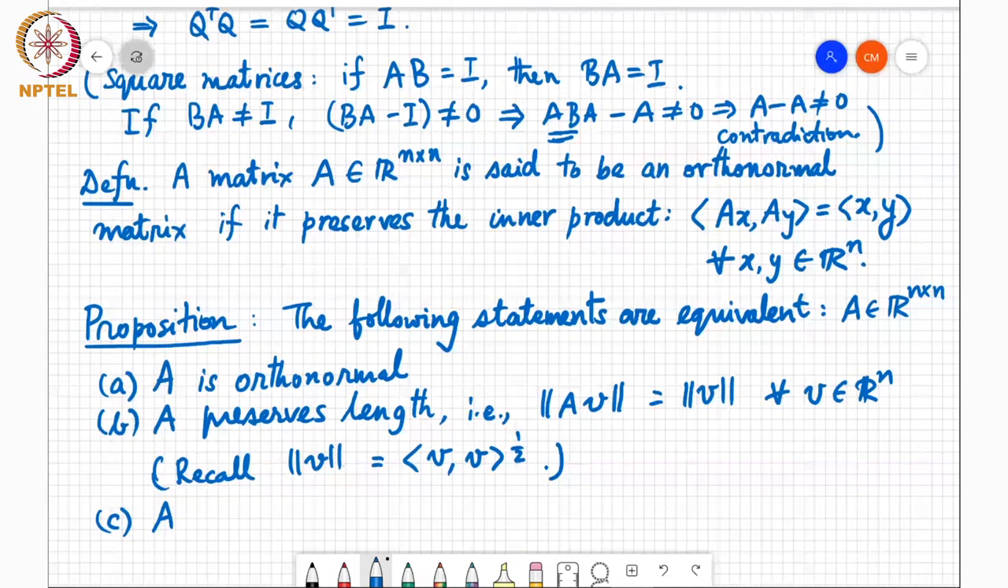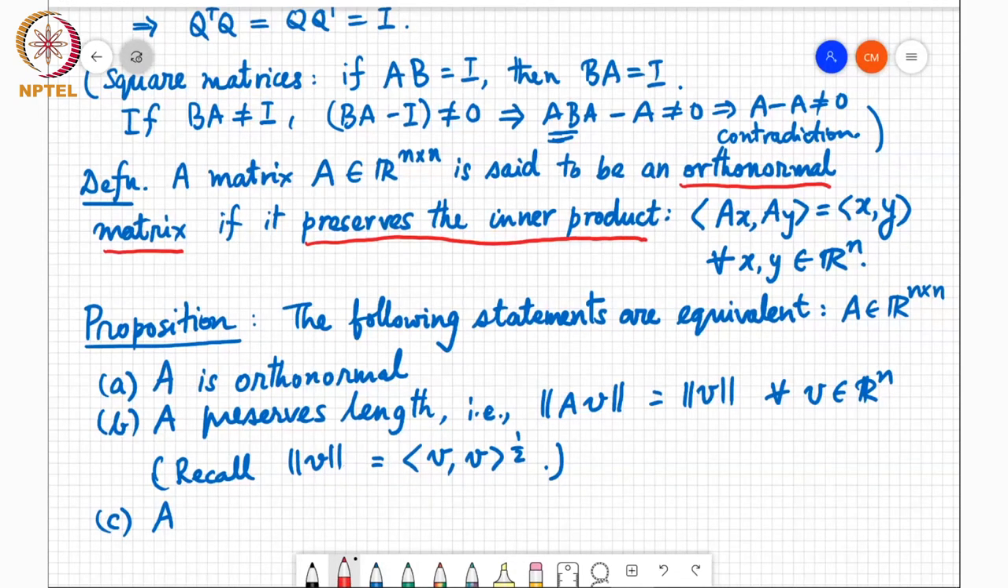Okay. I think this is important that everybody understands the definition. Otherwise, this entire proposition makes no sense. So if you have other questions about the definition of an orthonormal matrix, please ask. The definition is that it should preserve the inner product.